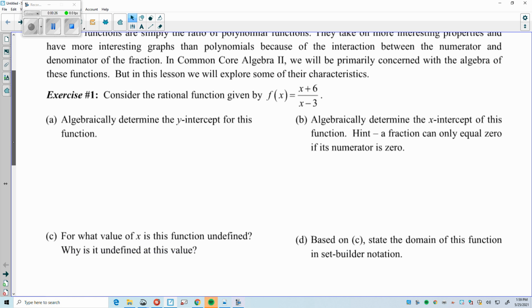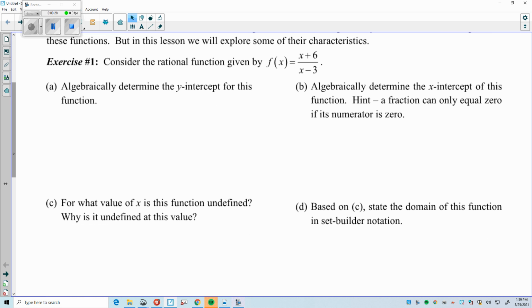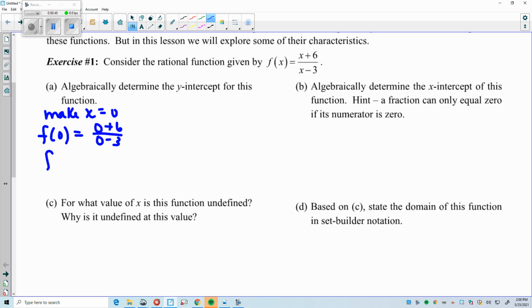Okay, so algebraically we are going to determine the y-intercept for this function. So anytime you're finding a y-intercept, we're going to make x equal to 0. Okay, so f of 0, anywhere I see an x, I make it a 0, and we simplify. So I'm going to have 6 over negative 3, so that tells me my y-intercept is going to be negative 2. So my y-intercept is located at (0, negative 2).